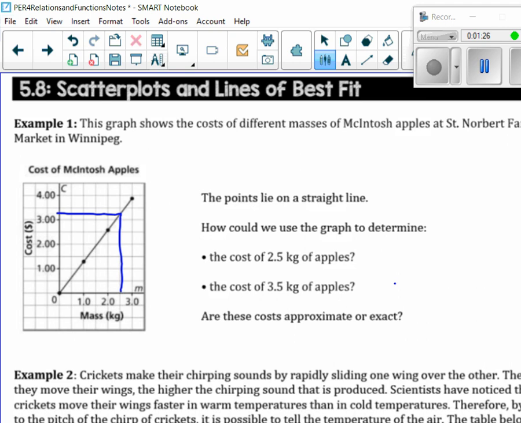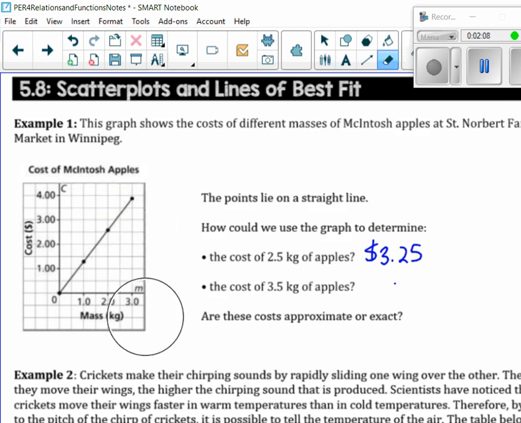So what would 2.5 kilograms of apples cost about? Yeah, probably $3.25, I would say, is a good estimate. Okay, and what about 3.5? 3.5 would be right here. So that looks like it's going like that. It almost looks like it should be there, maybe a little bit below there, but what do you think? I would say $4.50, $4.46, just a little under, hey?